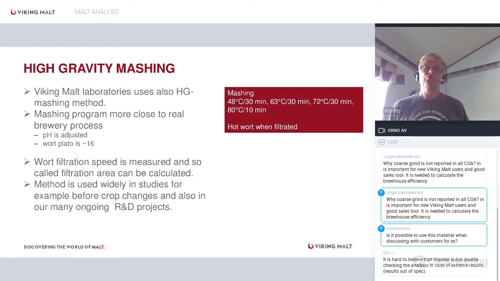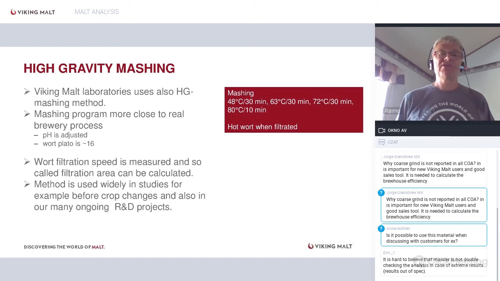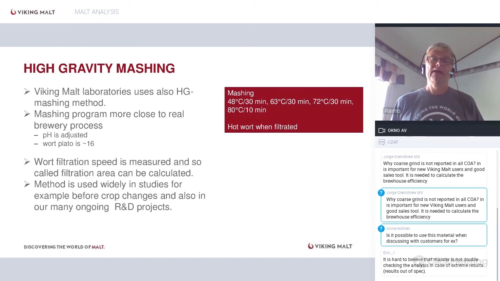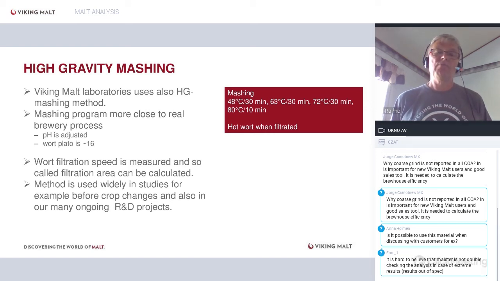Then we also do high gravity mashings, and this is already much closer to a real process. We adjust the pH a little bit, where we're going much higher in plateau, so roughly 16 plateau, and the filtration is done with hot wort, so closer to a real process.